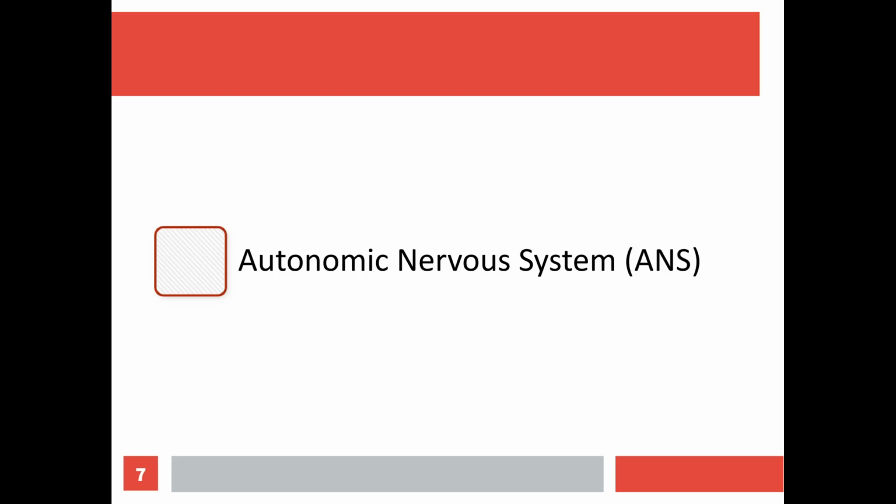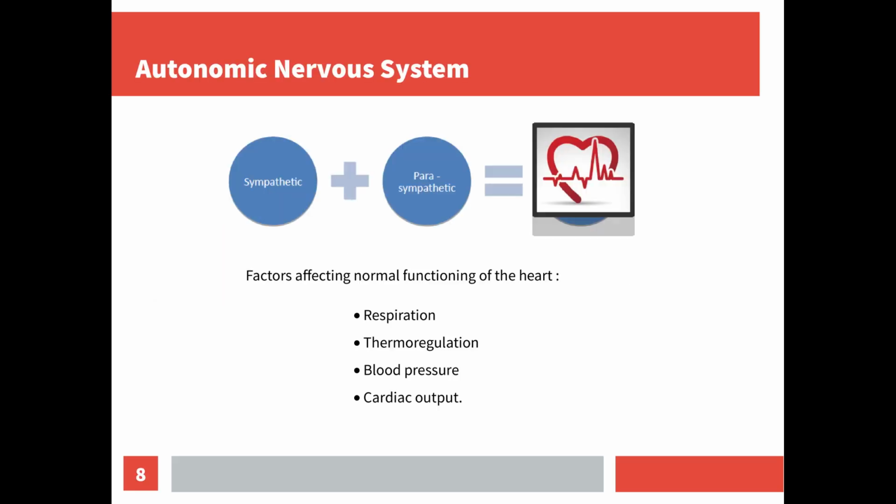It consists of the sympathetic and parasympathetic nervous systems, which work in tandem to maintain homeostasis. Understanding the autonomic nervous system is crucial for comprehending how various factors influence heart function and overall health. The autonomic nervous system influences heart function through respiration, thermoregulation, blood pressure, and cardiac output. Respiration affects heart rate variability, while thermoregulation adjusts blood flow to maintain body temperature.